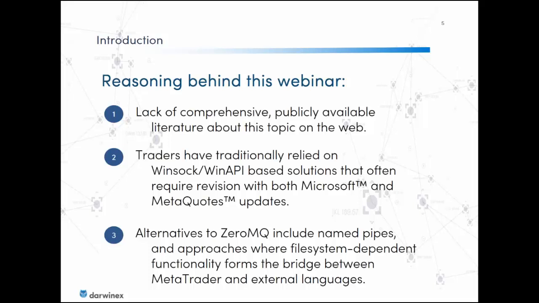Secondly, the second two reasons fall into the category of maintenance overhead. Traders have traditionally relied on WinSock and WinAPI based solutions that often require frequent revision with Microsoft and MetaQuotes updates. So the maintenance overhead with those solutions is high. Thirdly, any alternatives to ZeroMQ, they include named pipes and other approaches where file system dependent functionality forms the bridge between MetaTrader and external programming languages. So again, there's the maintenance overhead issue there.